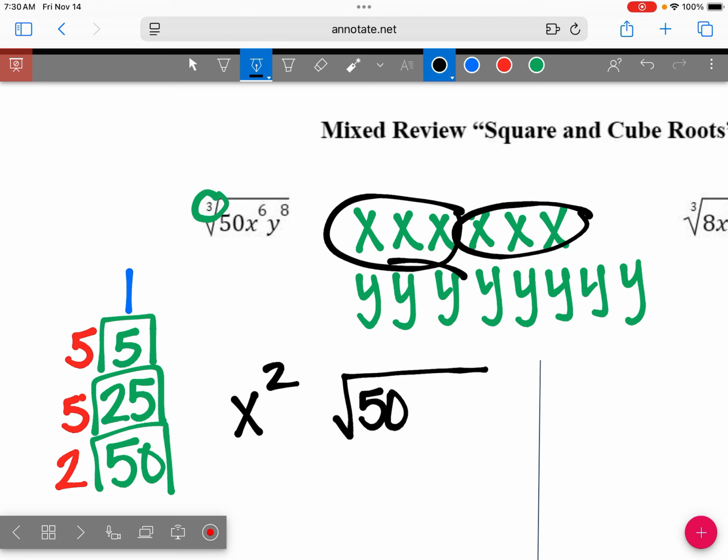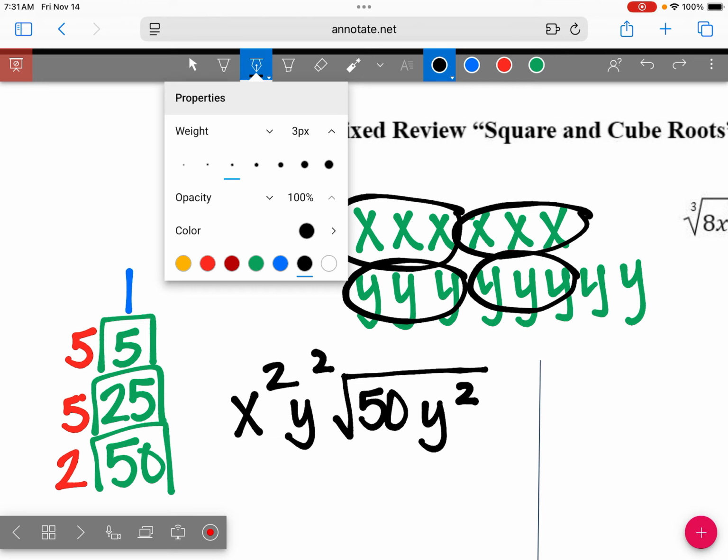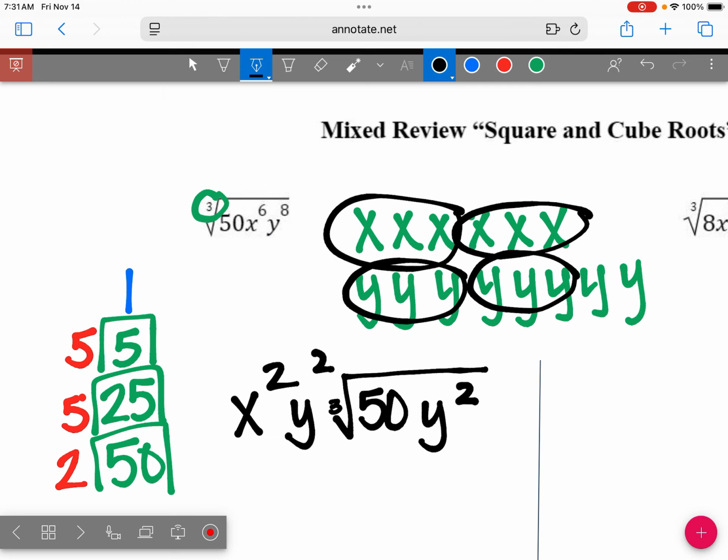And then your y values, we have 1, 2. So that's 2 y's that can come out. And left over with the 50 are 2 y's. So a y squared. And don't forget to put the little bitty baby 3 back in the elbow. Let me change this down. And that would be your answer.